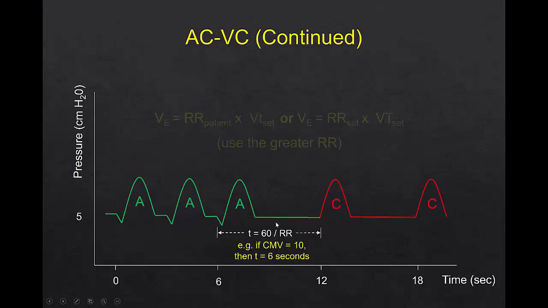The minute ventilation is the greater of RR times VT that's set, meaning the patient breathes 20 and the tidal volume is 500, or the set rate and the set tidal volume. So if the set rate's 10, we know the patient will get 10 breaths a minute. So basically, they get the tidal volume at either their rate or the machine's rate, but they can't breathe any slower than the set rate.